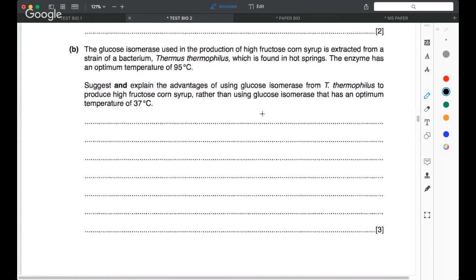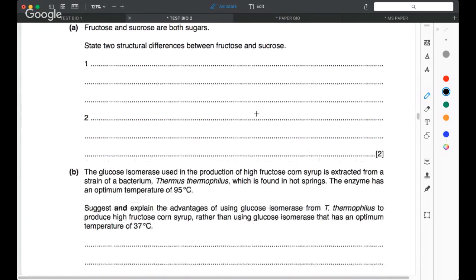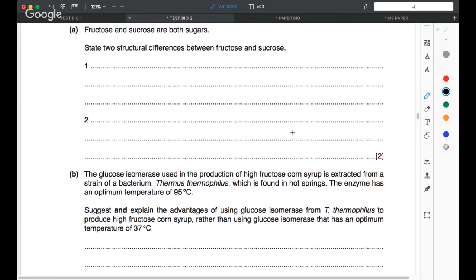Okay. And out of curiosity, if you wanted to write out the formulae, how would you do it? So for fructose, I could just write C6H12O6, and for sucrose, it would be C12H22O11. Yeah, exactly. So just times by 2 minus H2O. Okay, good.